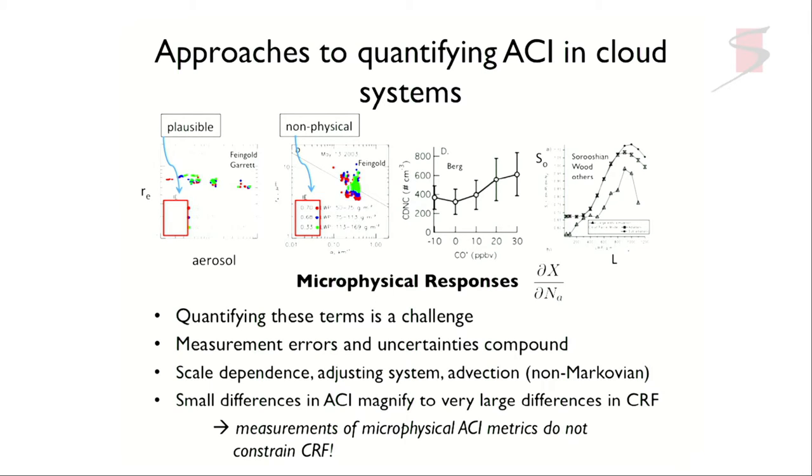And these uncertainties compound. There is scale dependence. We're in an adjusting system. The liquid water is changing. We have advection. These are non-Markovian systems. Small differences in these slopes, these measured responses, magnify to very large differences in the cloud radiative forcing. We've shown that in various papers. So measurements of these microphysical metrics do not constrain the cloud radiative forcing well enough, in my opinion.